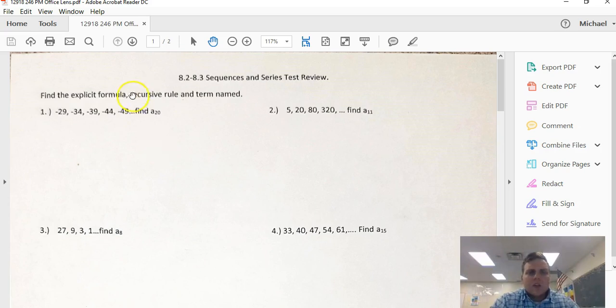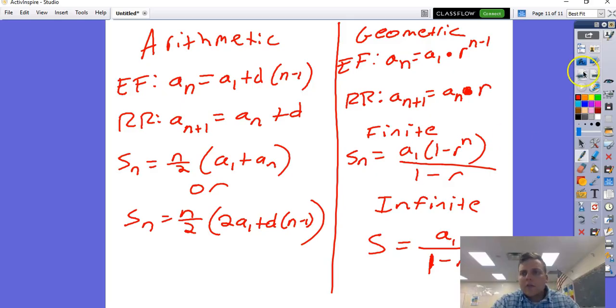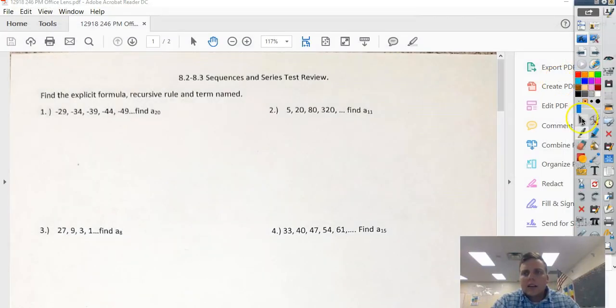It says find the explicit formula, recursive rule, and term name. To find those things, I need to know, is this a geometric or an arithmetic problem? Negative 29, negative 34, negative 39, negative 44, negative 49. I can clearly see that each time I am subtracting 5. So that means d is just going to be equal to negative 5. So that tells me it's arithmetic.